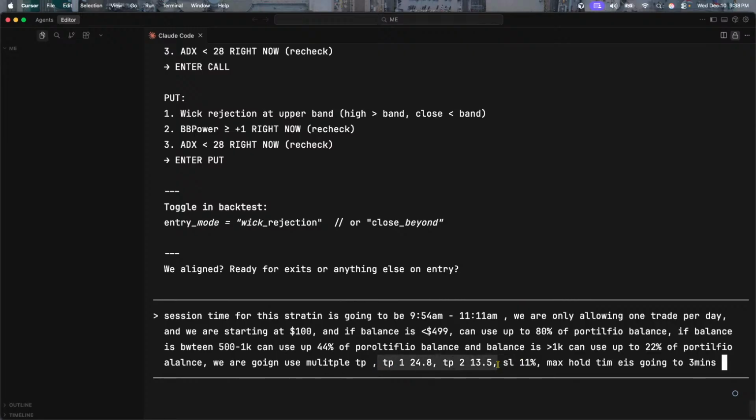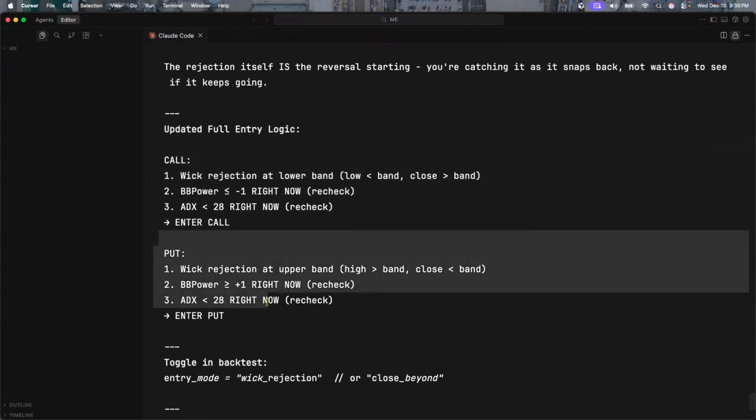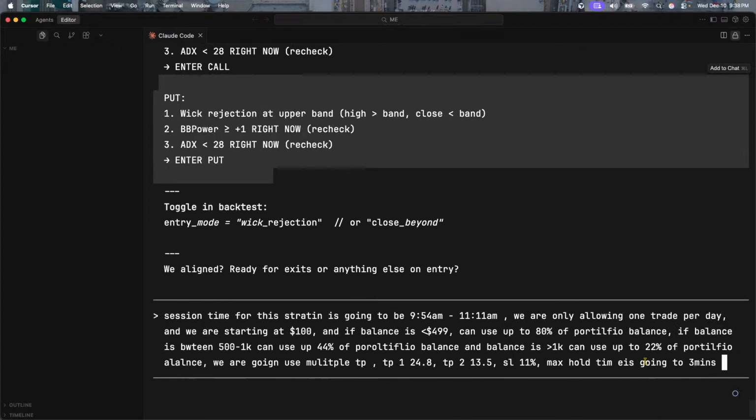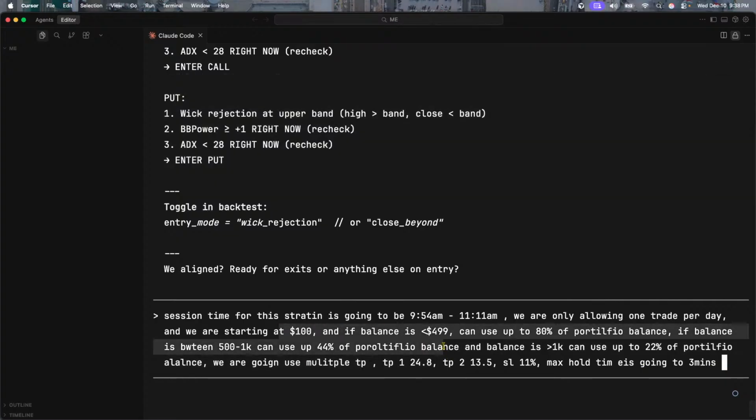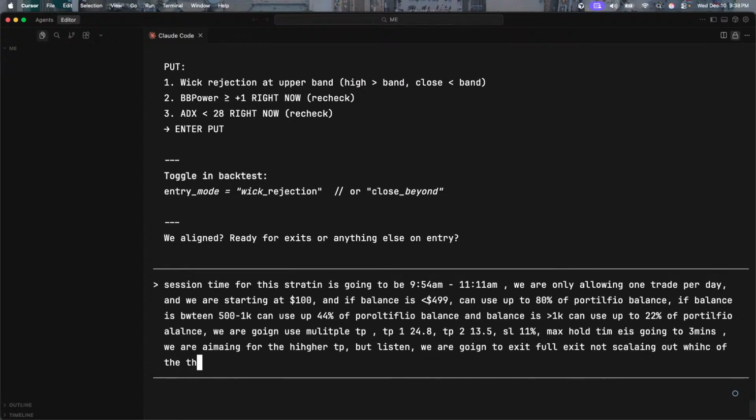So this is our limit order. This is our market order. This is how we're going to trigger the orders for a call and put position. Now, how we're going to manage the position and exit the position is right here. We are aiming for the higher TP, but we are going to do a full exit, not scaling out, whichever of the 3 conditions happens: either TP, stop loss, or max hold time closing at market.